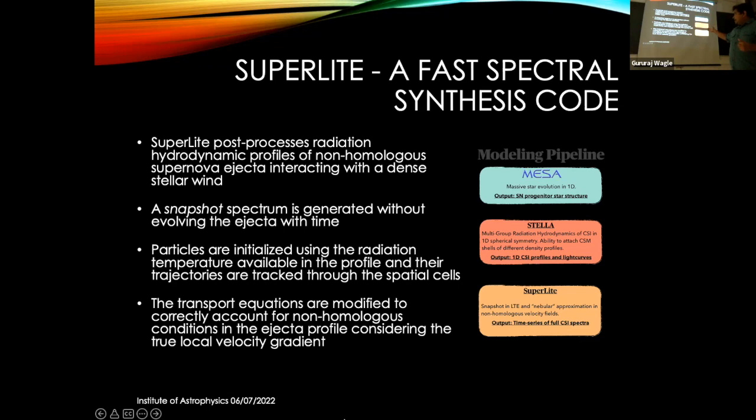Based on the radiation temperature of this profile, the packets, the MC particles, are generated, and the transport of these particles is tracked through the ejecta in steady state. This takes into account all the non-homologous conditions and the true velocity gradient, not the homologous expansion where the velocity gradient is just proportional to 1/t. In SuperLite, all these equations are corrected. All the assumptions are removed and the original forms of the equations are implemented.